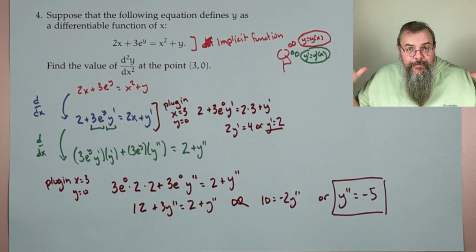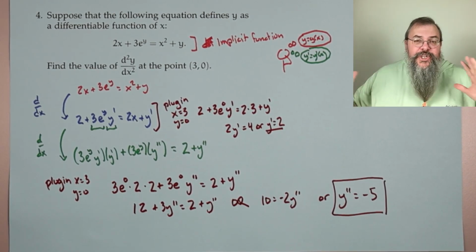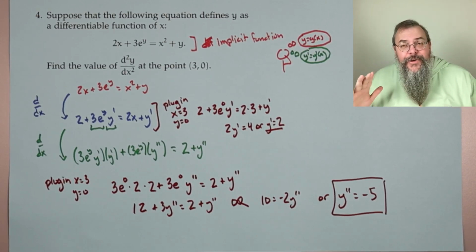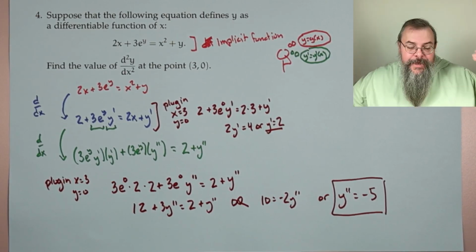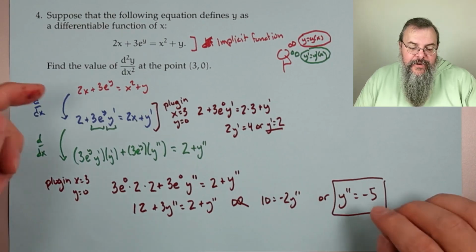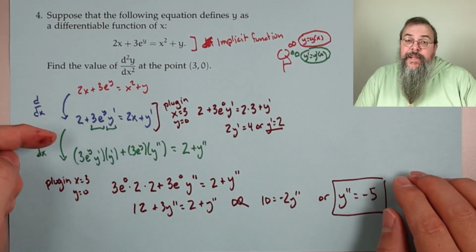Now, this might seem like, wait, it feels like we cheated. It seems like it may be a little bit too easy, or maybe it seems like it's a little bit too weird. Recap. Start with the implicit function, take the derivative.